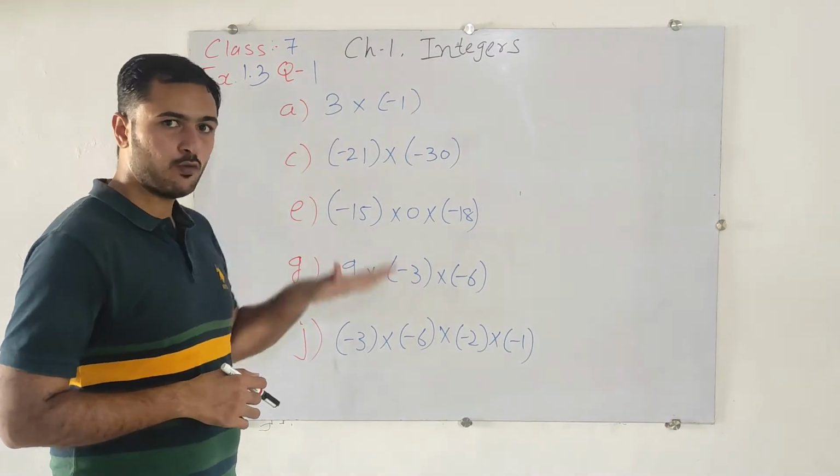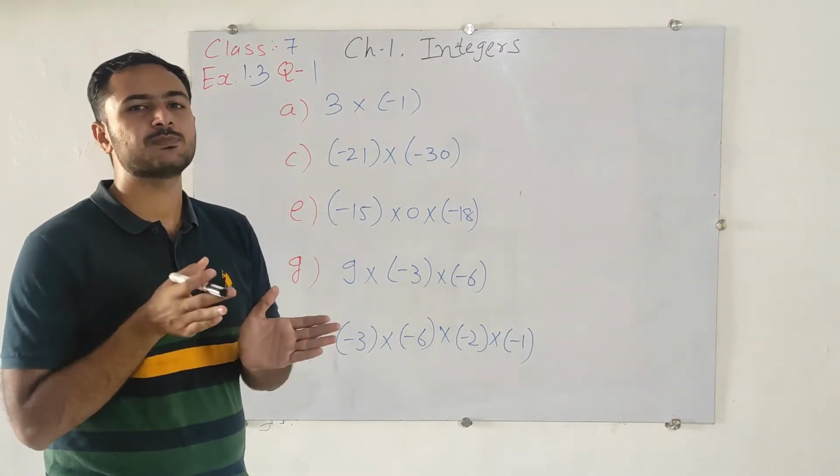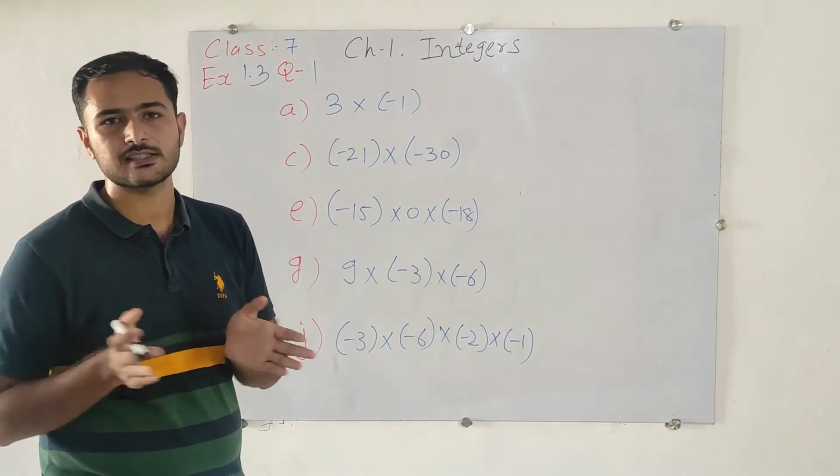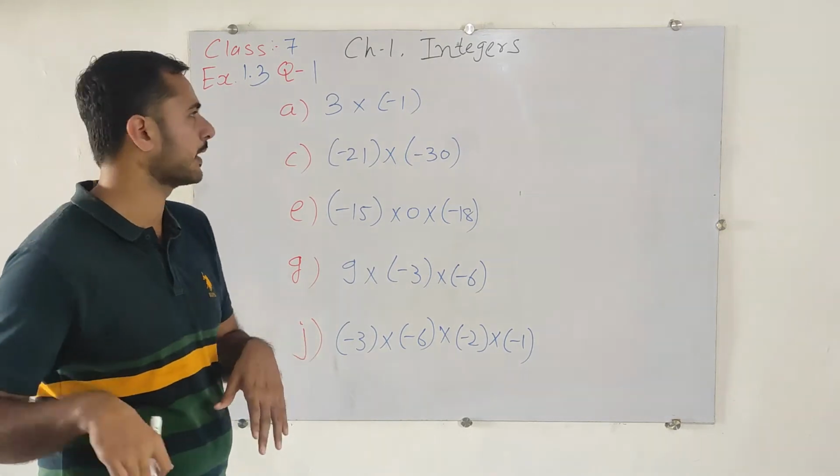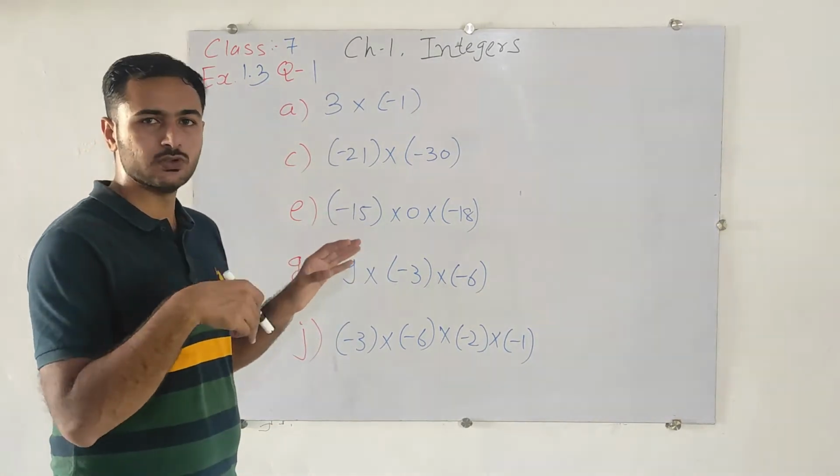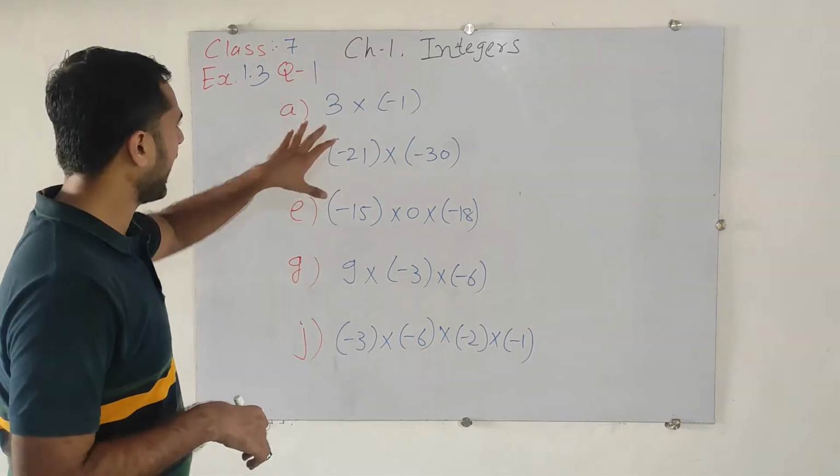Okay, but before we start, just recall the sign chart. That is plus, plus, plus; plus, minus, minus; minus, plus, minus; and minus, minus, plus. Because we will use that in the multiplication. See how we will use it.